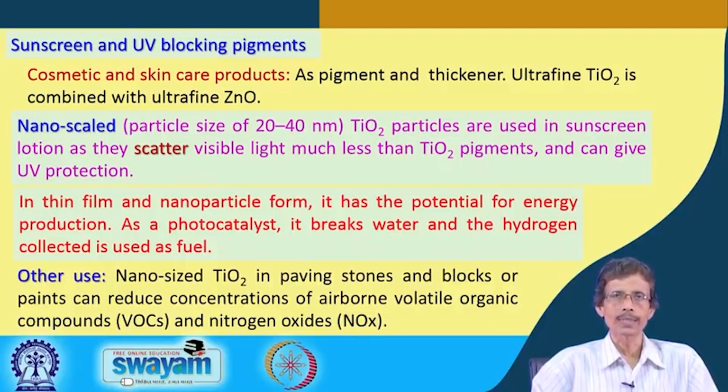Similarly, we can also break down the different nitrogen oxides into dinitrogen and oxygen. That means nitrogen monoxide, NO, and nitrogen dioxide can be broken down into pure nitrogen and oxygen. So, these are the most useful uses of this titanium dioxide based material.